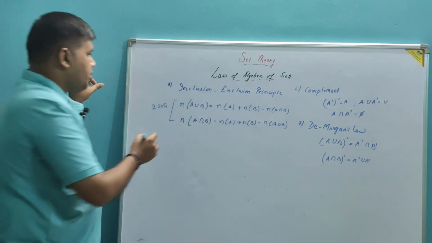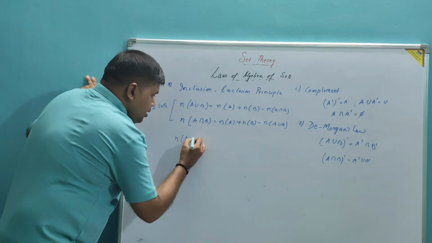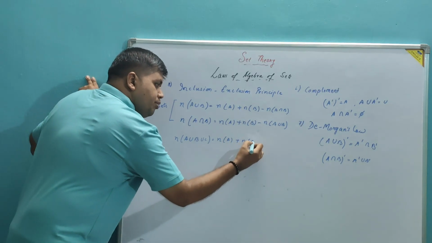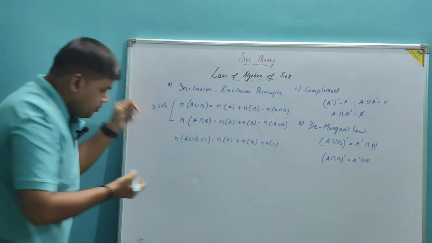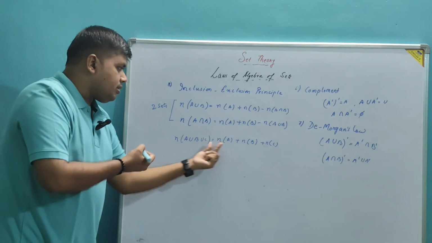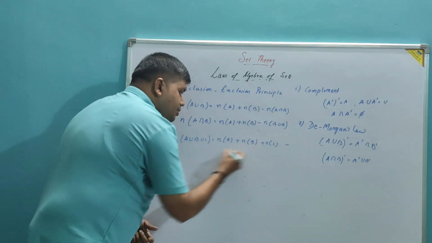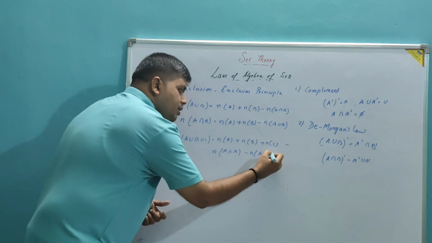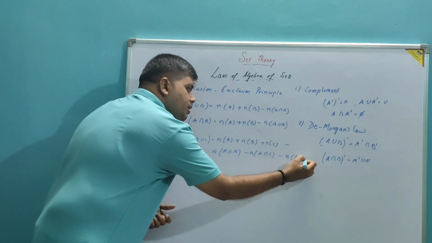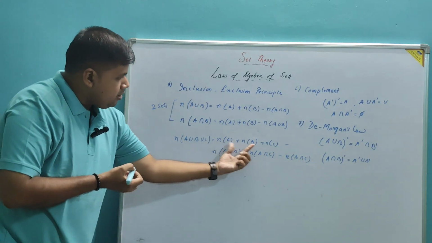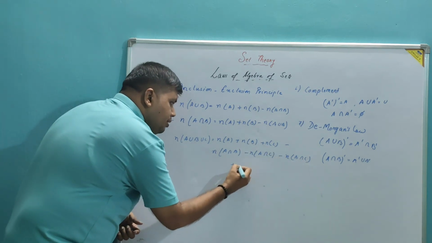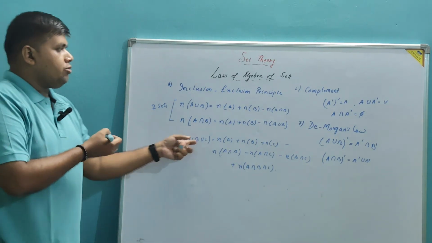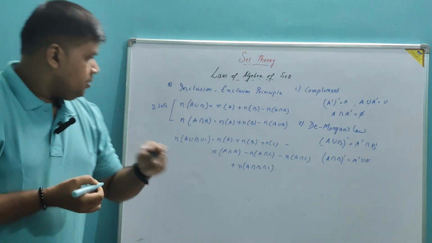Similarly, we can write inclusion-exclusion principle for three sets. N of A union B union C will be N of A plus N of B plus N of C. The number of elements in the individual sets are added, minus N of A intersection B minus N of A intersection C minus N of B intersection C. We are subtracting the intersection between two of them and then we add N of A intersection B intersection C. So this is the inclusion-exclusion principle involving three sets.